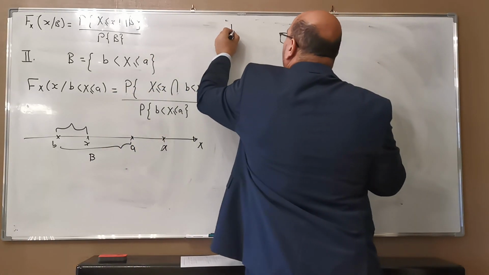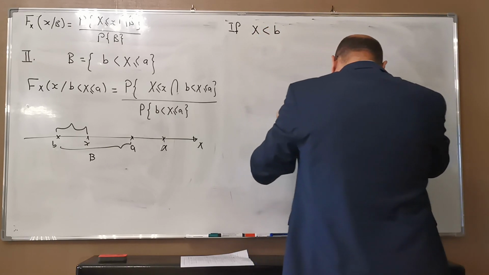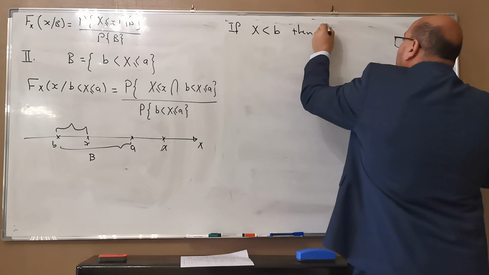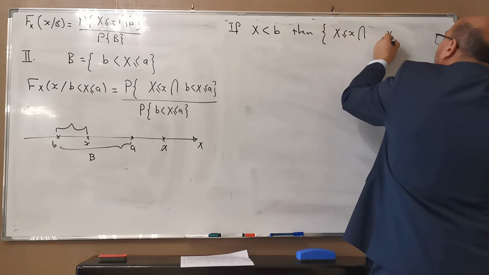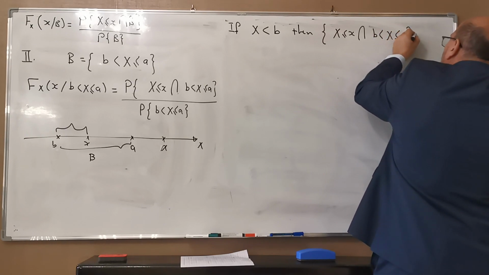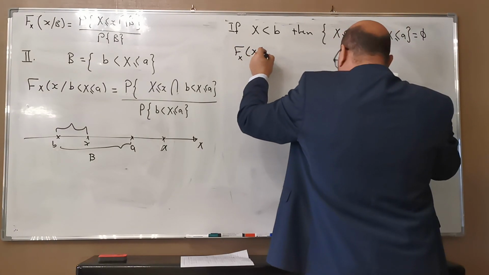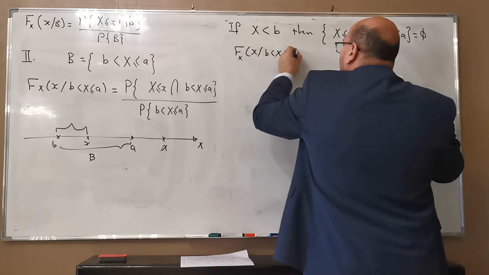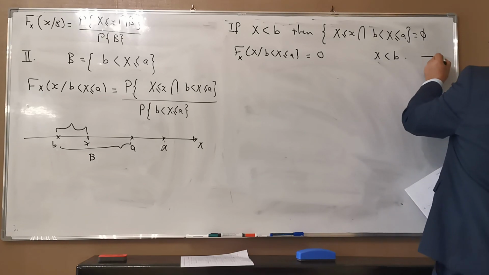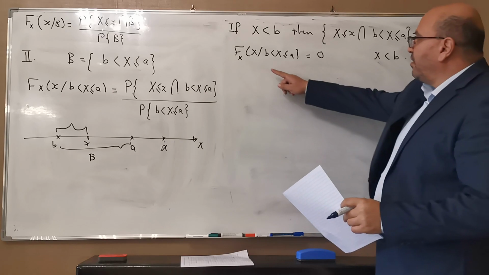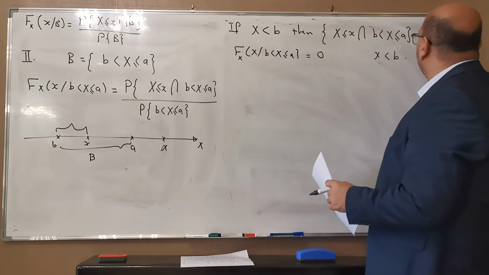Okay? So if x is less than b, then the intersection of x less than or equal to small x and x between b and a is equal to phi. And this means that Fx of x, given that b is less than x less than or equal to a, is equal to 0 for x less than b. Okay? So this is the first part of the function. Fx of x, given that x is less than b, is equal to 0. Okay? It's a probability of phi.